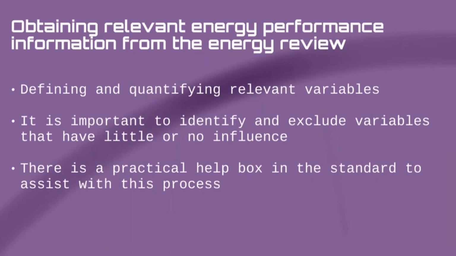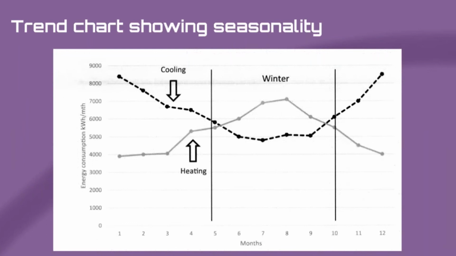So moving on to defining and quantifying relevant variables, it is important to identify and exclude variables that have little or no influence, and there's a practical help box in the standard to assist with this process. These are the help boxes I referred to earlier. So here's an example from one of these help boxes to encourage you to go and have a look at the standard yourselves.